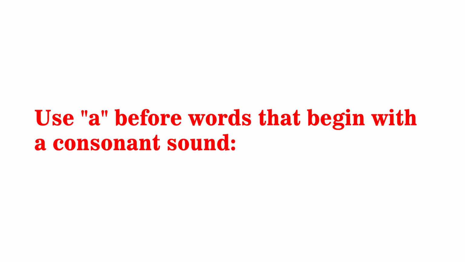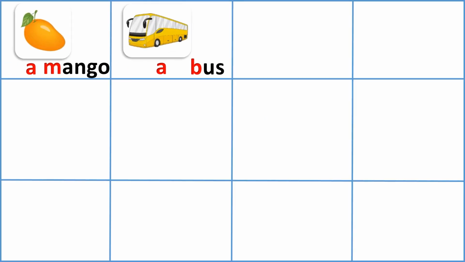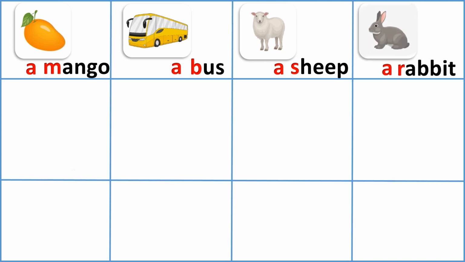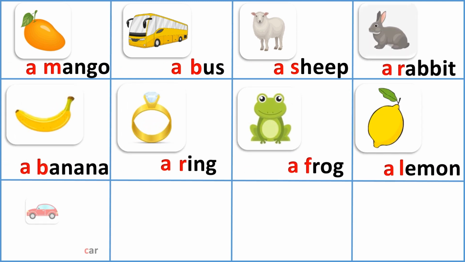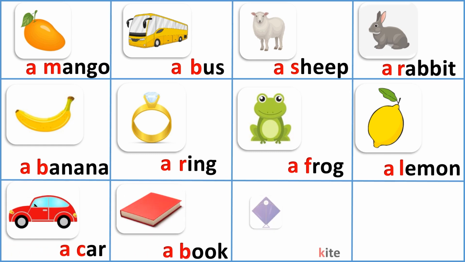We use a before words that begin with a consonant sound. A mango, a bus, a sheep, a rabbit, a banana, a ring, a frog, a lemon, a car, a book, a kite, a house.